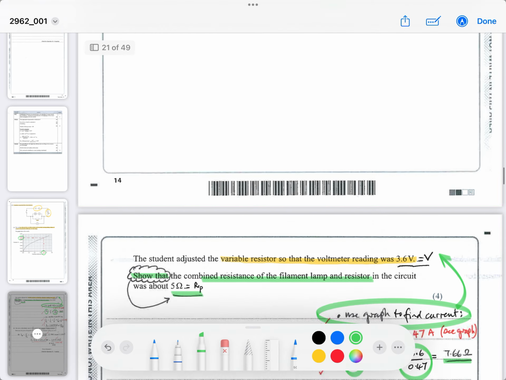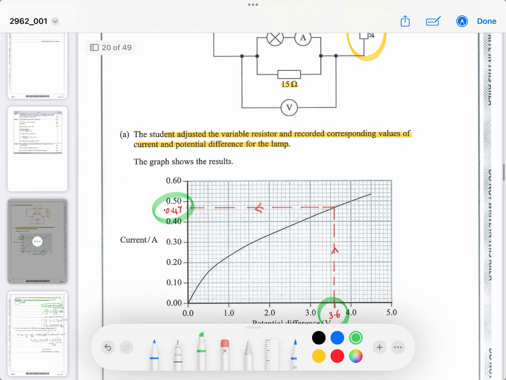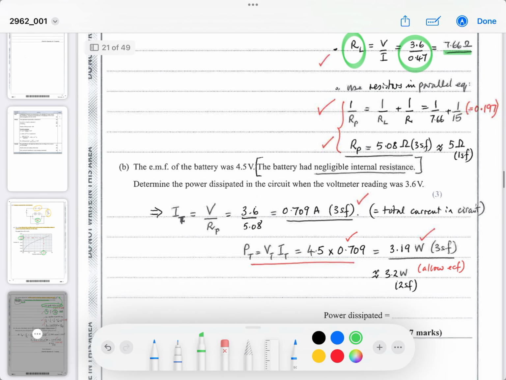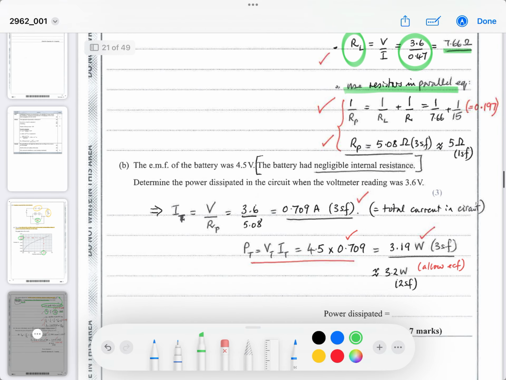We already knew the resistor in parallel with it was 15 ohms, so you've got 15 ohms with about 7 point something ohms. Remember, resistors in parallel reduce the total resistance. You then use the resistors in parallel equation, and if you use it properly with the correct numbers in, you will be able to show that you get the two fractions, and it comes out to 0.197, but you need to invert that, and when you do that to 3 significant figures, it's just over 5 ohms.